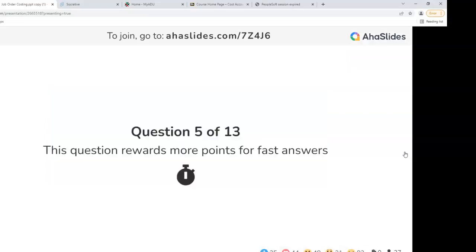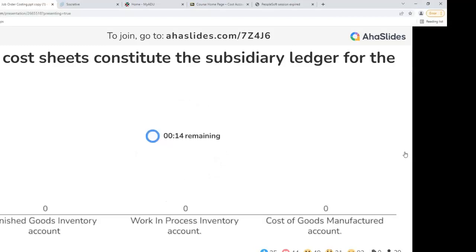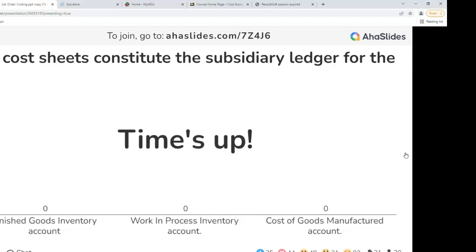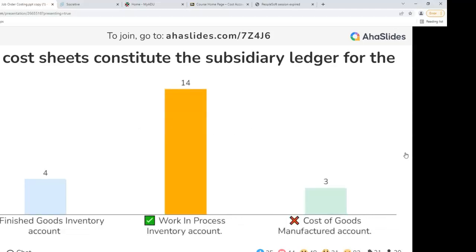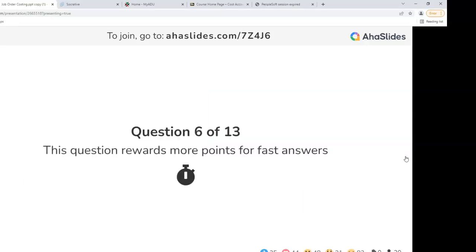Yes, I have some right now. Job cost sheet constitutes a subsidiary ledger for the goods inventory, work in process inventory, for the cost of manufacture. I don't know why you think the others. Most of you got that right.